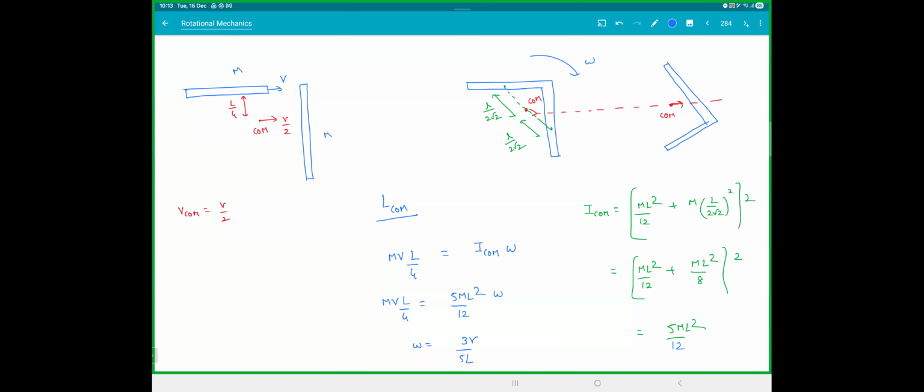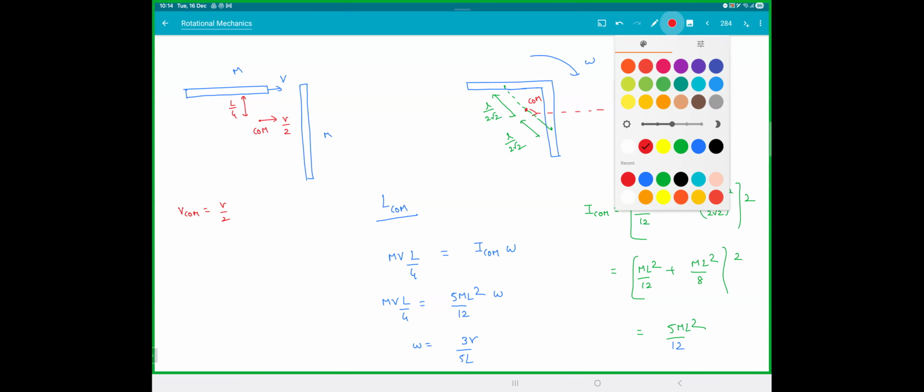Clear what we did? Are you getting why I took it about the center of mass and not the point of collision? You could have taken it about the point of collision also, it would have worked. But again, you have to do that on angular momentum of system plus angular momentum about center of mass. So about the center of mass, your life will be easy. All got this?